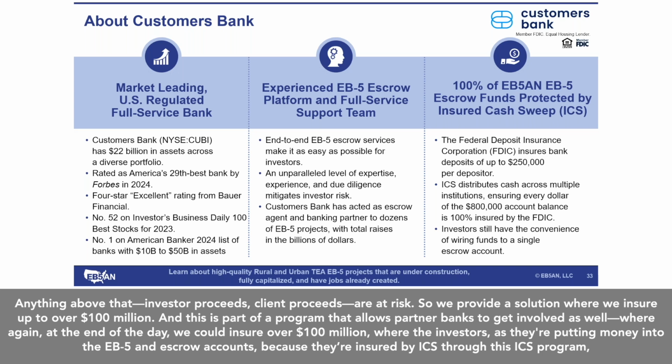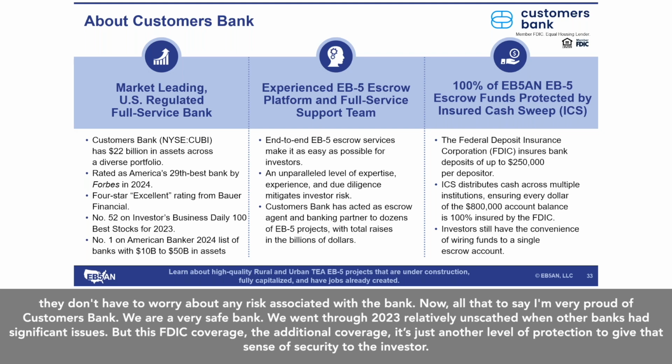And this is part of a program that allows partner banks to get involved as well, where at the end of the day, we could insure over $100 million, where the investors, as they're putting money into the EB5AN escrow accounts, because they're insured by ICS through this program, they don't have to worry about any risk associated with the bank. Now, all that to say, I'm very proud of Customers Bank. We are a very safe bank. We went through 2023 relatively unscathed when other banks had significant issues. But this additional FDIC coverage is just another level of protection to give that sense of security to the investor.